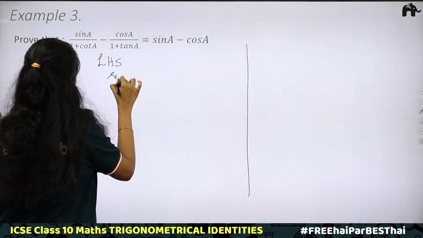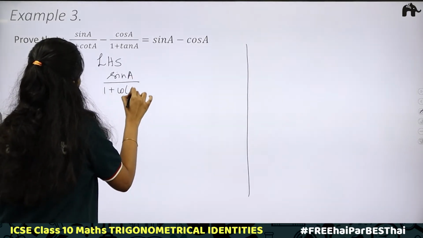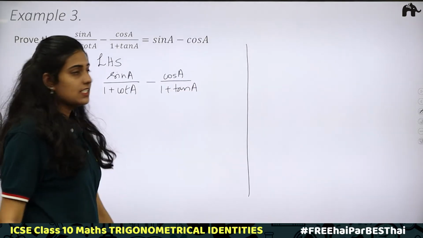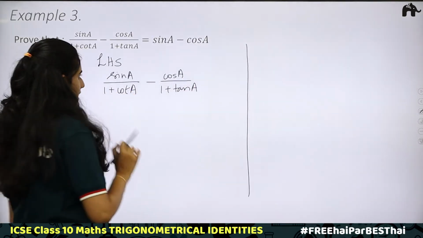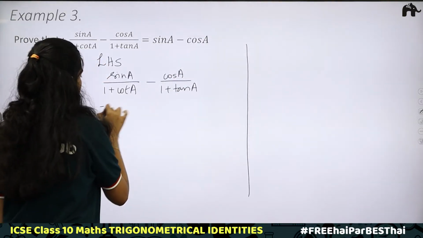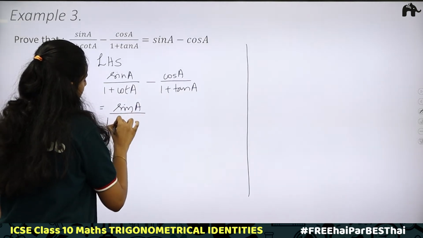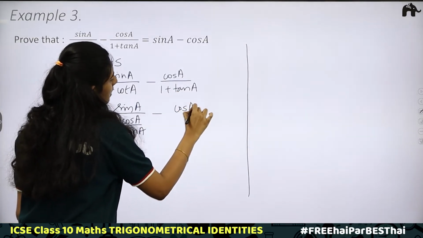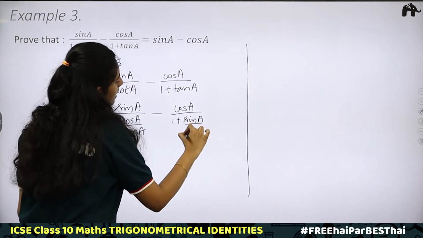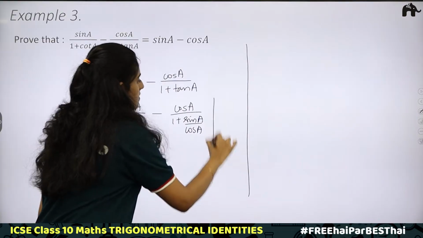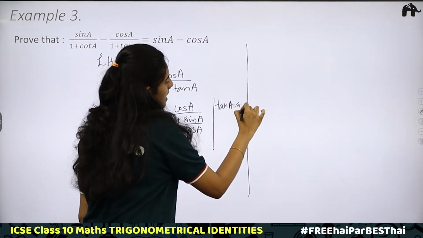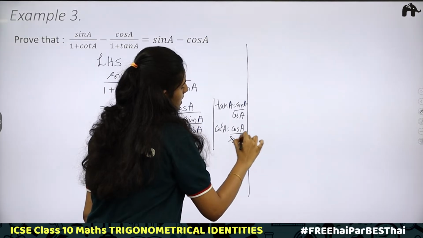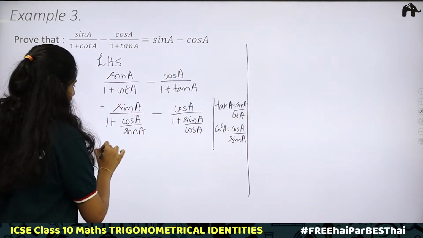Here LHS we have sin A divided by 1 plus cot A minus cos A divided by 1 plus tan A. First step, we are changing this cot A to cos A by sin A and this tan A to sin A by cos A. That is equal to sin A divided by 1 plus cos A by sin A minus cos A divided by 1 plus sin A by cos A. Why? Because we have tan A is equal to sin A by cos A and cot A is equal to cos A divided by sin A.